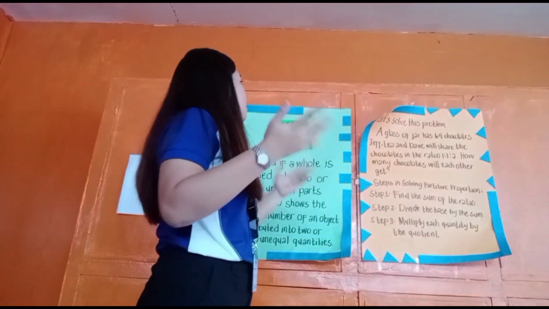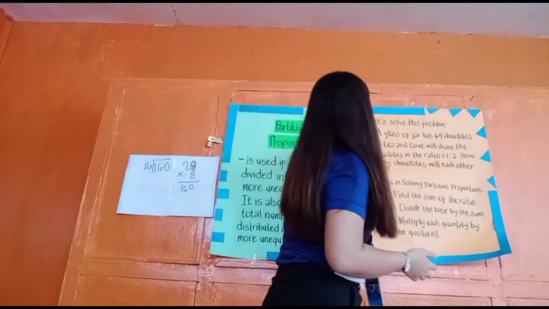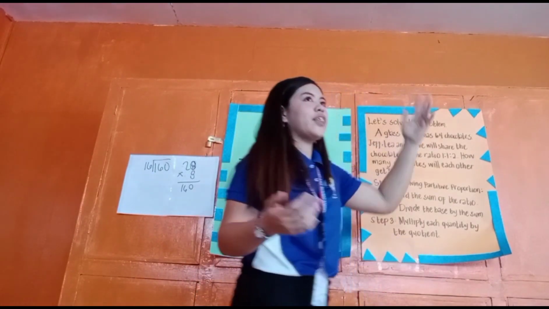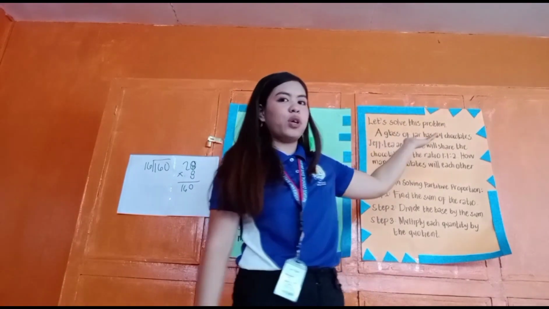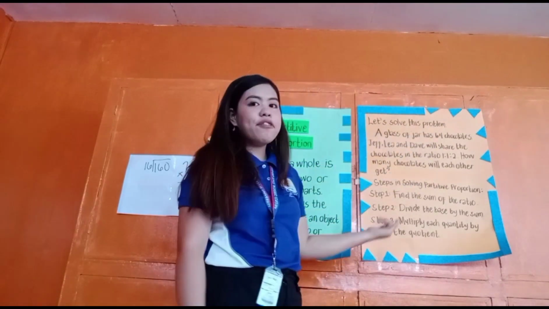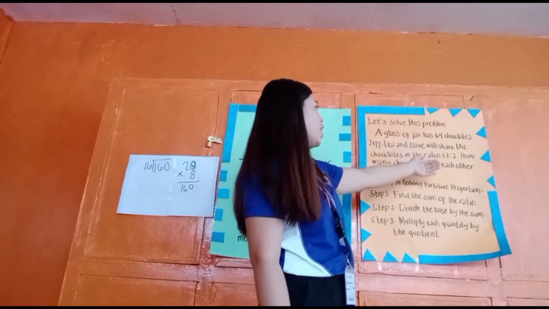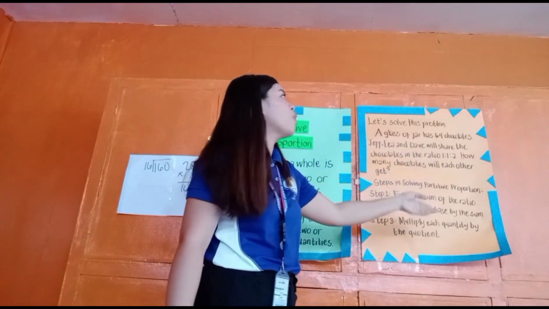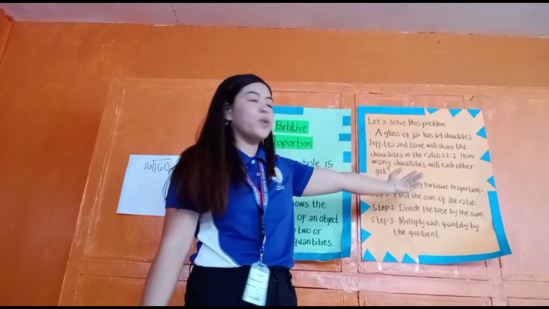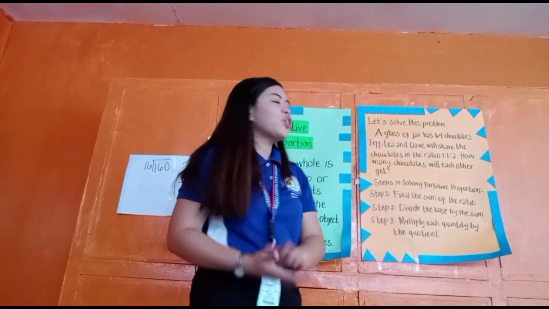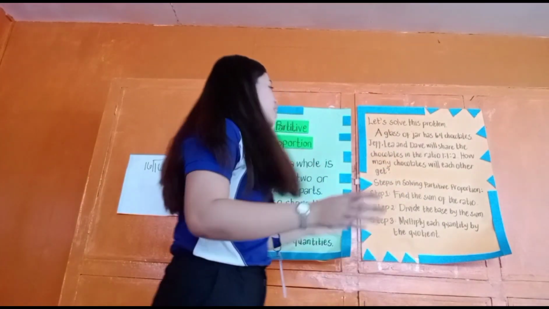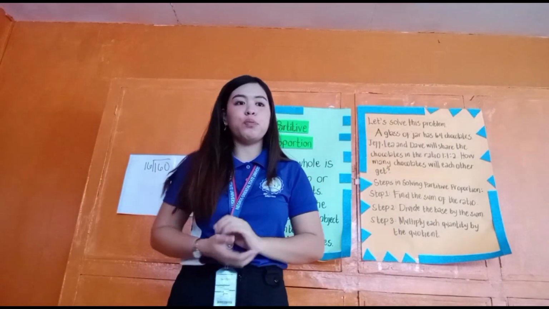Now, let's have this problem. Altogether, read. A glass jar has 64 chocolates. Jeff, Leah, and Dave will share the chocolates in a ratio of 1:1:2. How many chocolates will each get? In solving this problem, there are steps in solving partitive proportion problems.